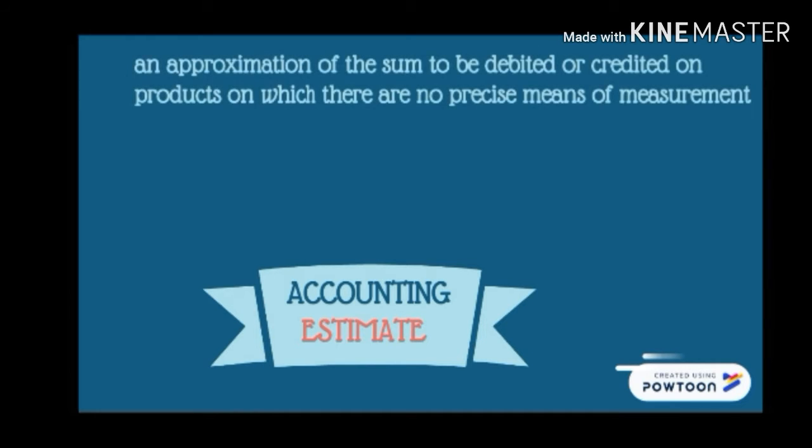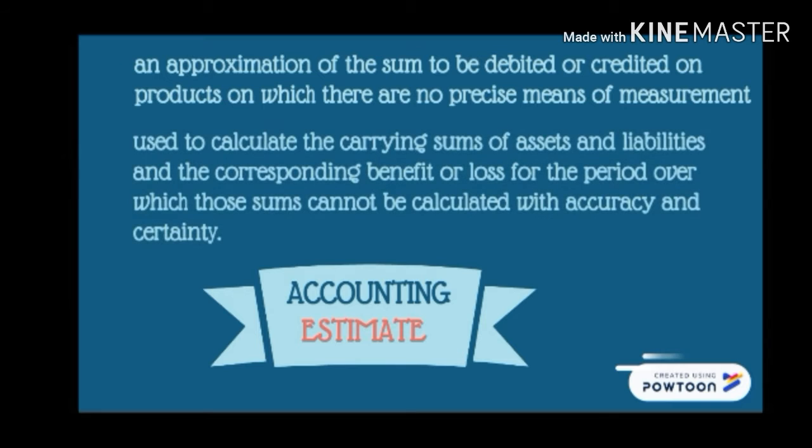Accounting estimate is an approximation of the sum to be debited or credited on the product on which there are no precise means of measurement. They are based on the knowledge and judgment gained from experience and training. For the financial statement, they are used to calculate the carrying sum of assets and liabilities and the corresponding benefit or loss for the period over which those sums cannot be calculated with accuracy and certainty.